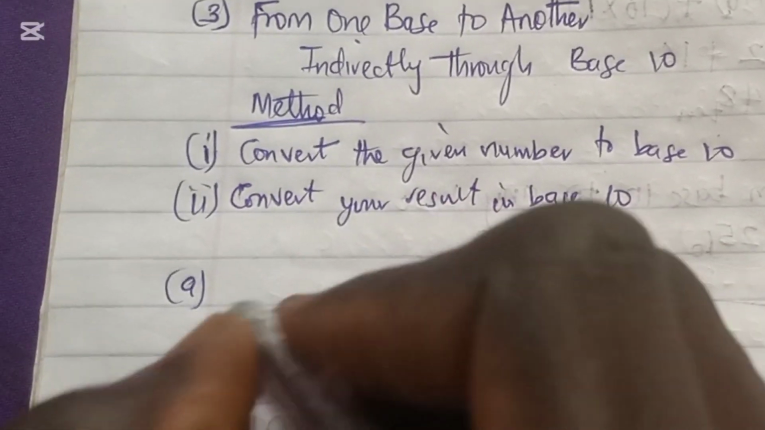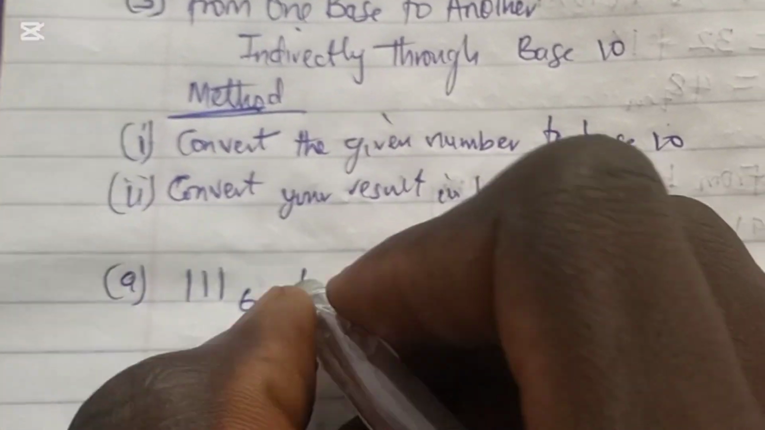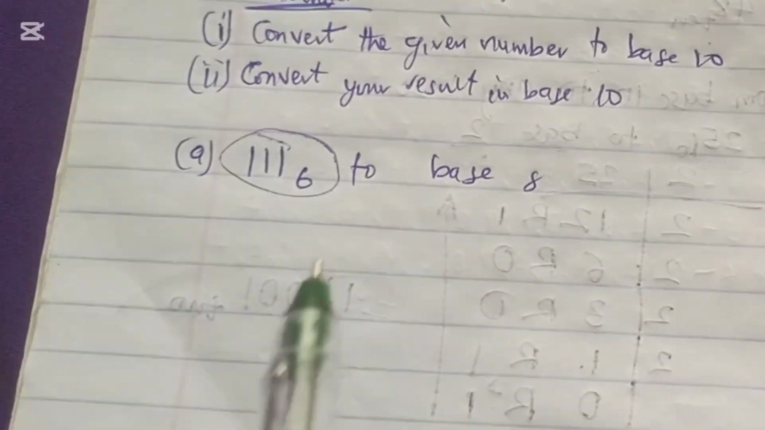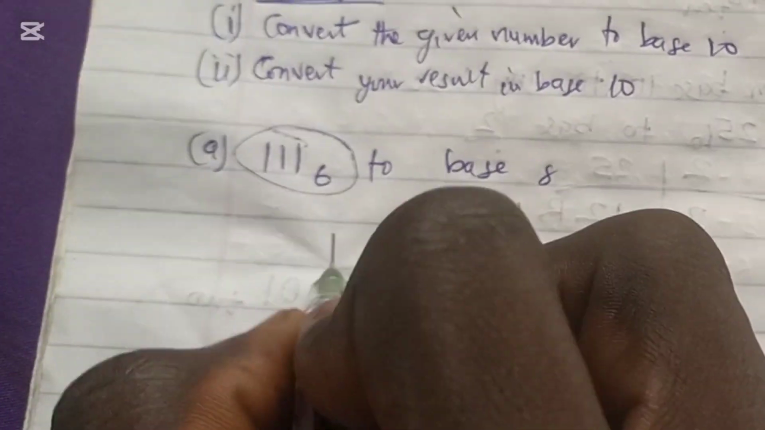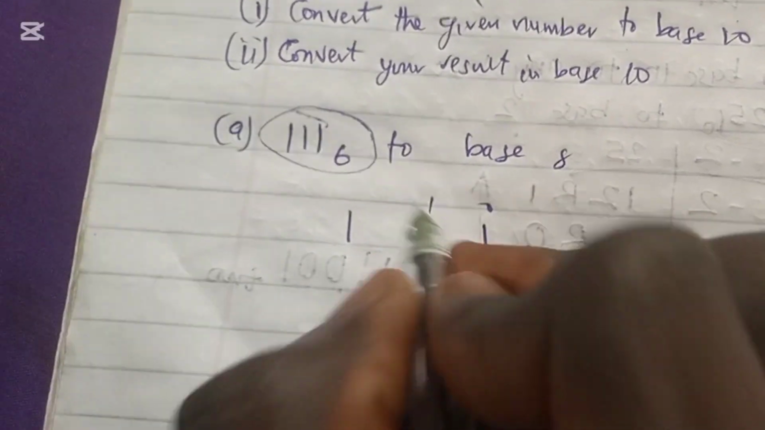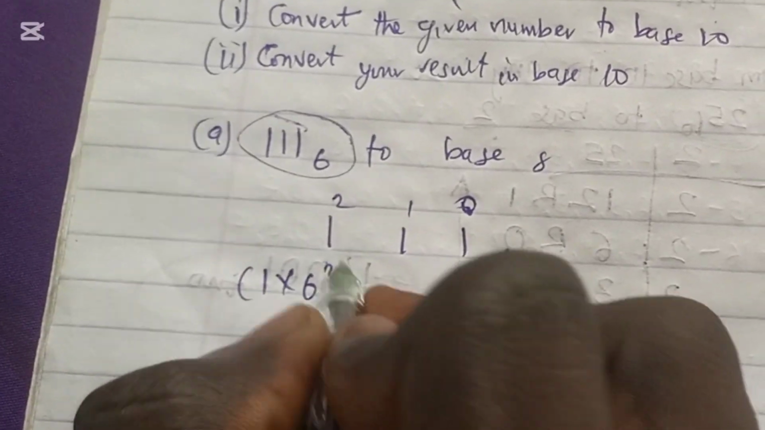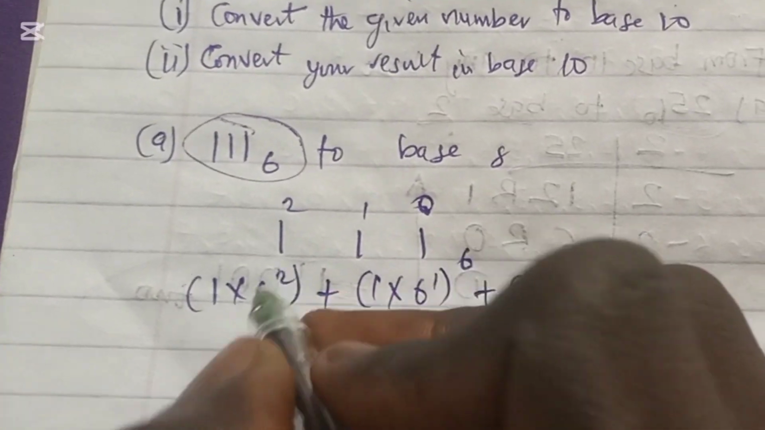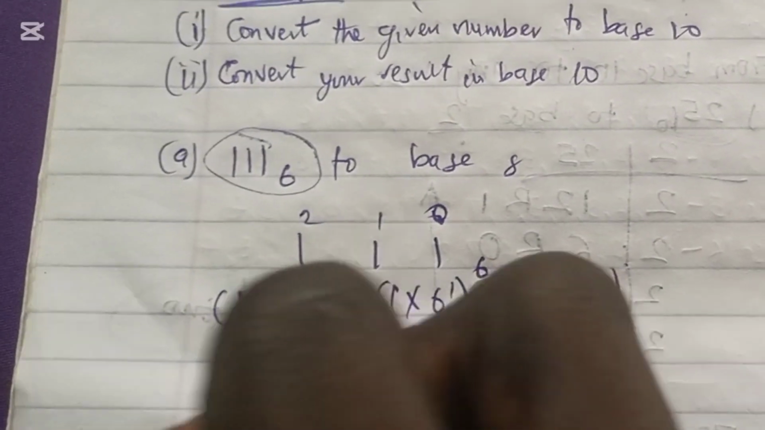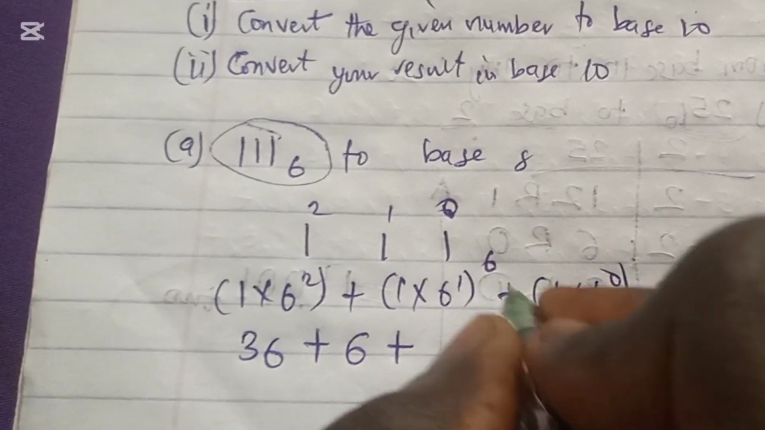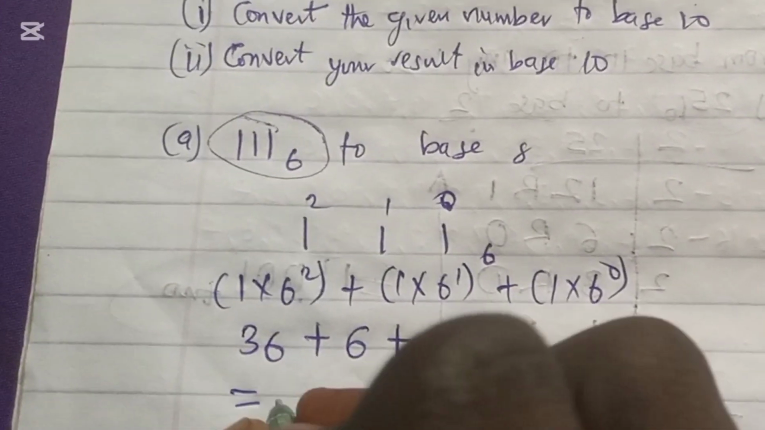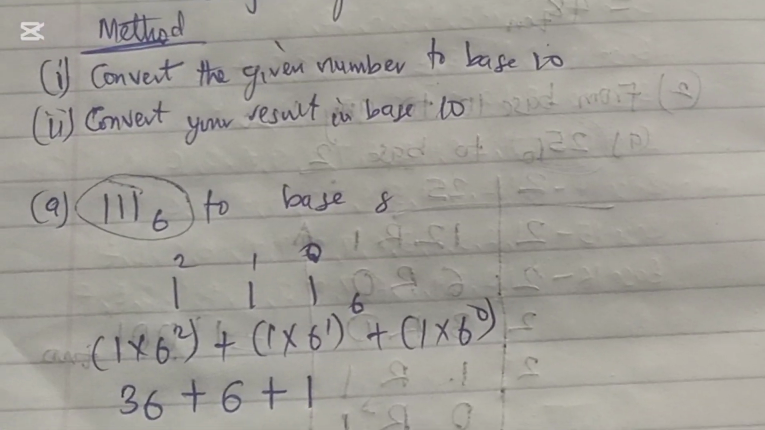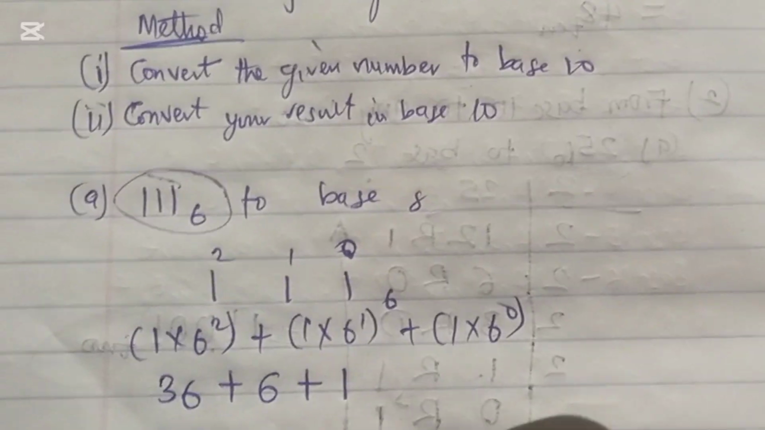We are asked to convert 111 base 6 to base 8. So the first step is that you convert 111 base 6 to base 10. 0, 1, 2, just like we did the other time. So that will be 1 times 6 raised to power 2 plus 1 times 6 raised to power 1 plus 1 times 6 raised to power 0. 6 raised to power 2 is 6 times 6, that's 36, plus 6, plus 6 raised to power 0 is 1, 1 times 1 is 1. So this will give you 36 plus 6 plus 1. That's 43, so that's 43 base 10.